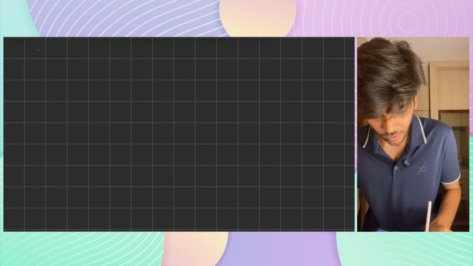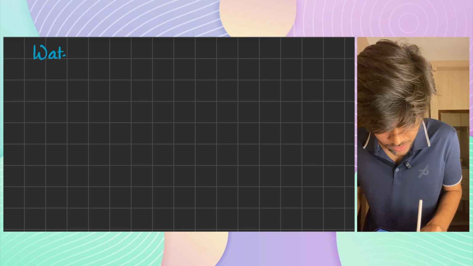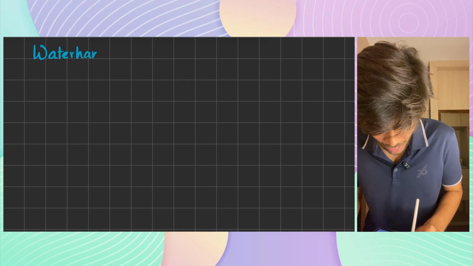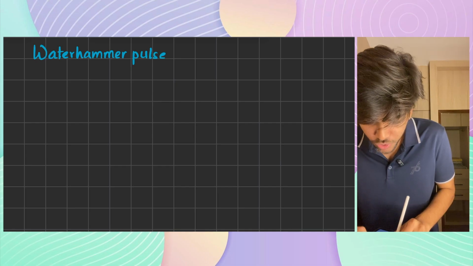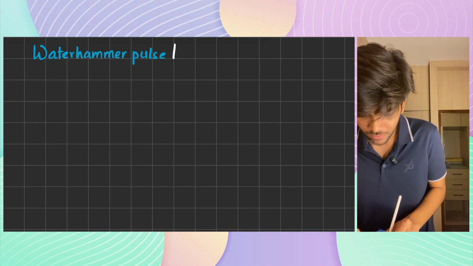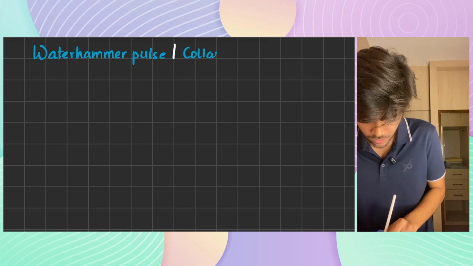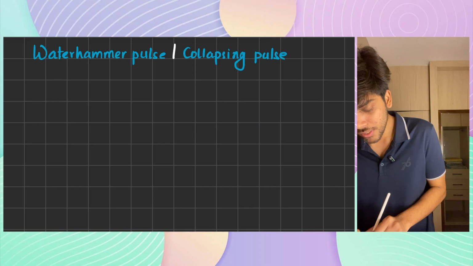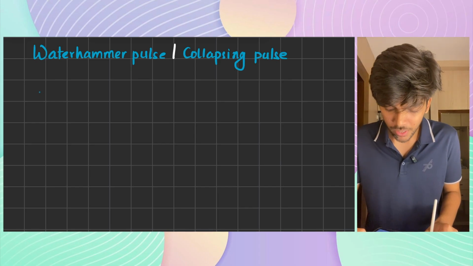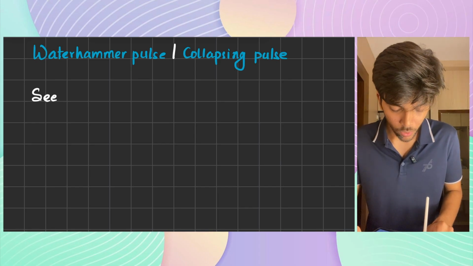Okay, let's begin. So the topic is Waterhammer pulse, which is also referred to as collapsing pulse. First things first, where do you get to see Waterhammer pulse?